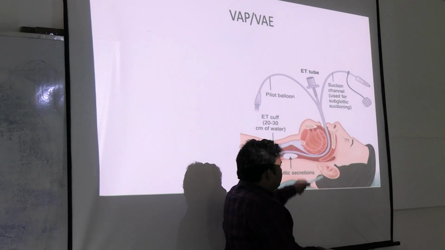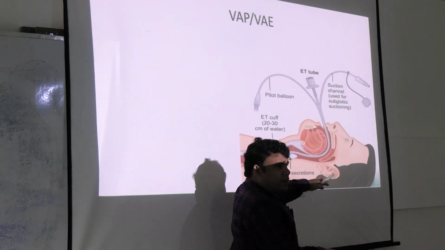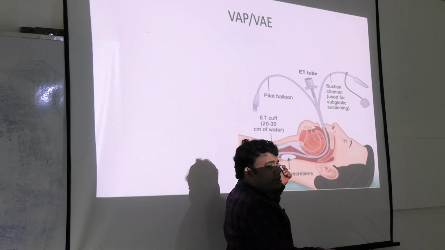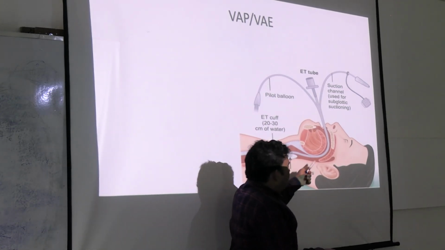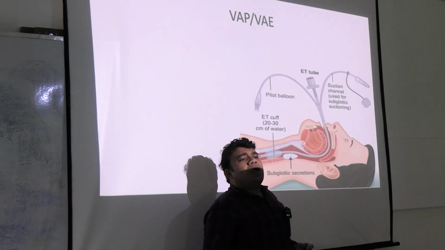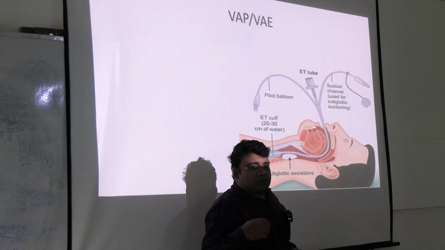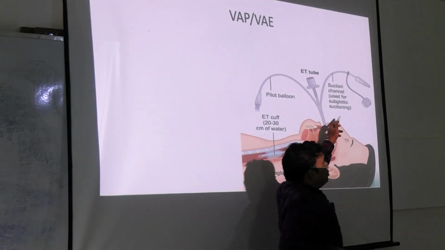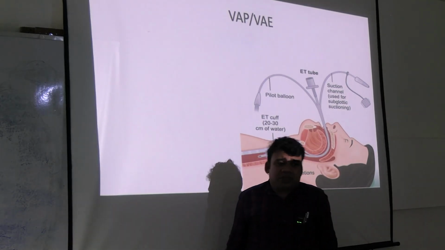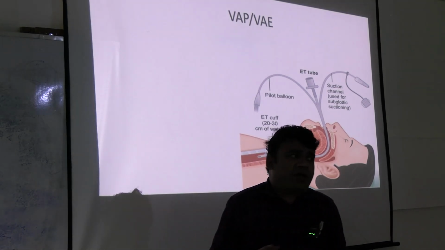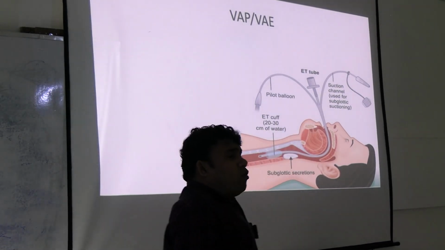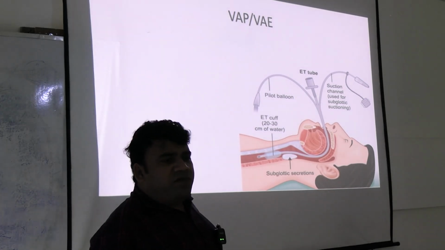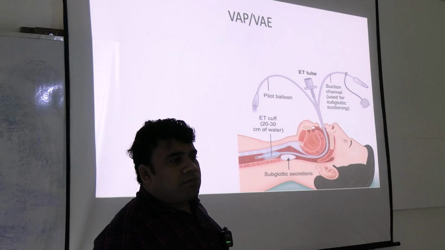Now, the patient is lying supine. If this is occluded by the balloon, what will happen to all the secretions? They will get collected over the balloon. Now, these secretions have to be taken out. For that, we have a tube for suction. So, this is the normal part of an endotracheal tube. Now, from where does the patient acquire the microorganisms causing infections? Any idea?